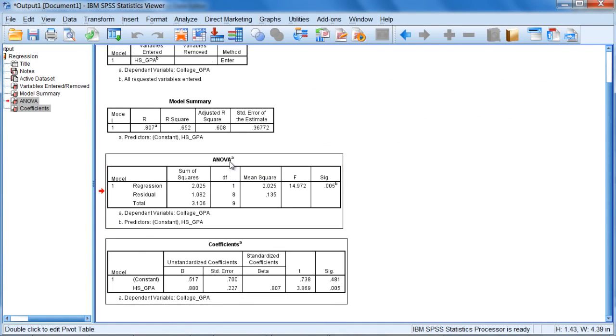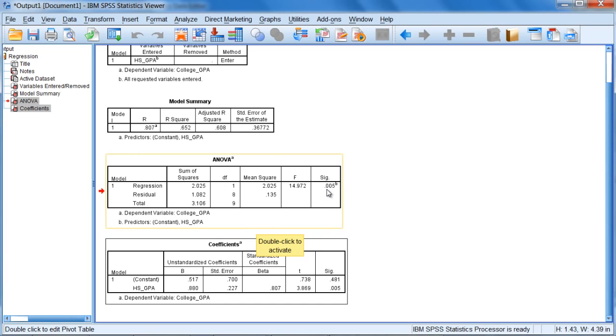And here's where we're going to assess if, in fact, high school GPA is a significant predictor of college GPA or not. So in other words, is it statistically significant? Does it help us predict college GPA beyond chance alone? And interestingly, in simple regression, we can use either the ANOVA table or the coefficients table to answer that question.